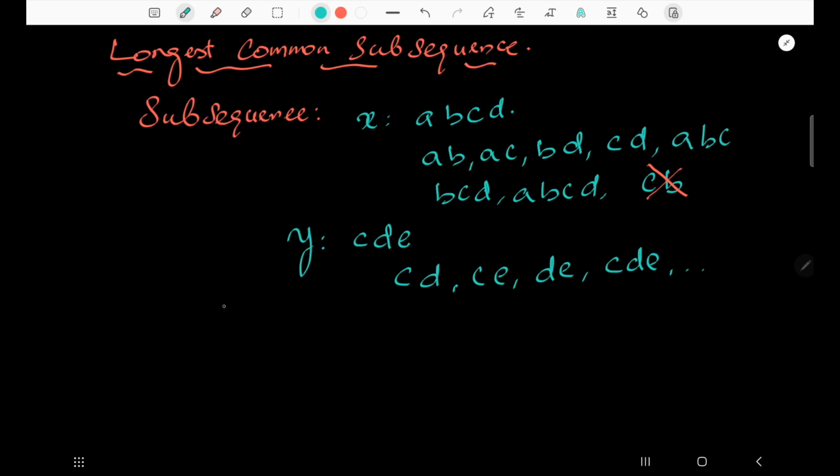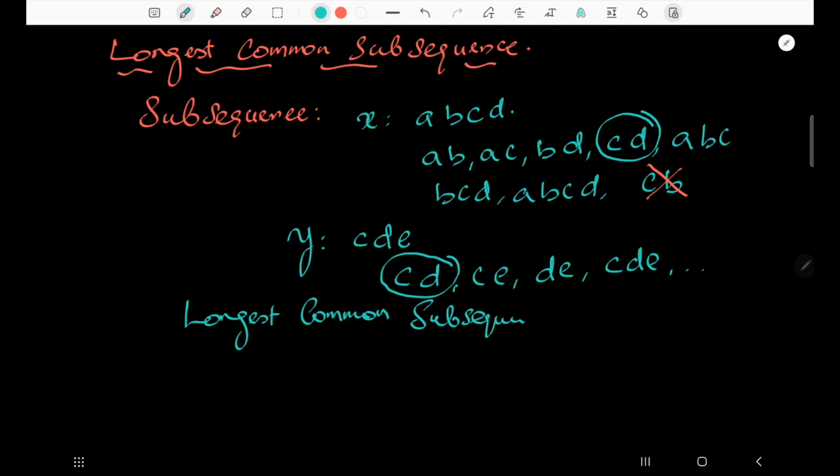Now the longest common subsequence means, which is the longest subsequence common to both? See here, CD and CD. These two terms are common to each X and Y. So this we can find manually.